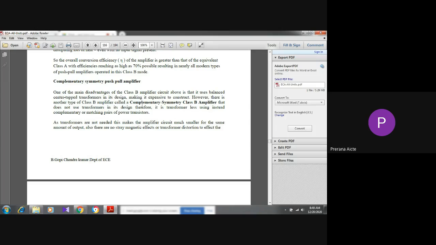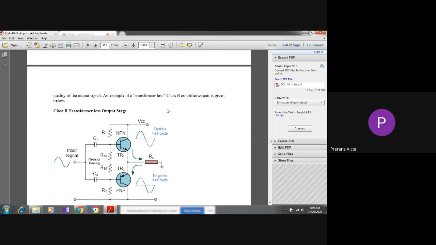In both the amplifiers, we have to use a transformer. That transformer should be the balanced center tap transformer. It is costly and bulky. That is one of the disadvantages in class B. But in complementary symmetry, there is no use of any transformer. Yes, this is the advantage of complementary symmetry. In class B push pull, we have used a transformer, but here there is no need of a transformer.